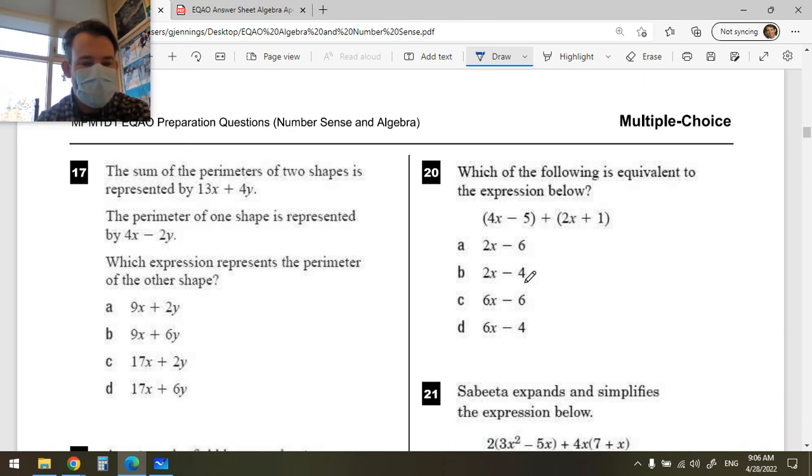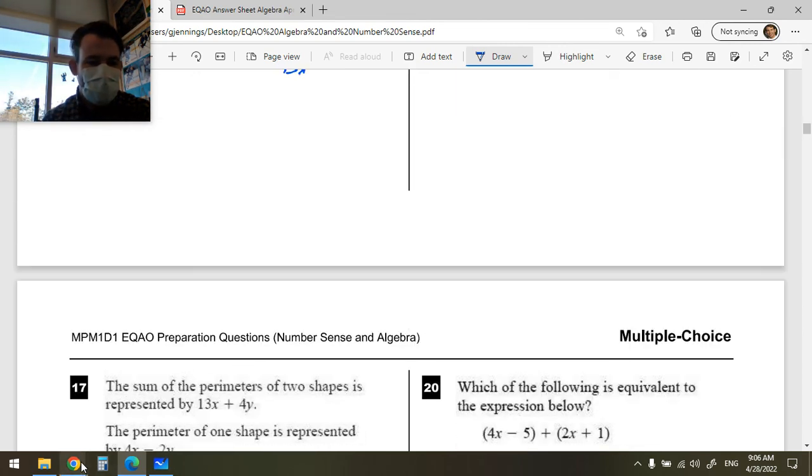Okay, and so these are some of the types of ways that we're going to put ideas like volume together with your algebraic expressions in order to challenge you on the EQAO test.